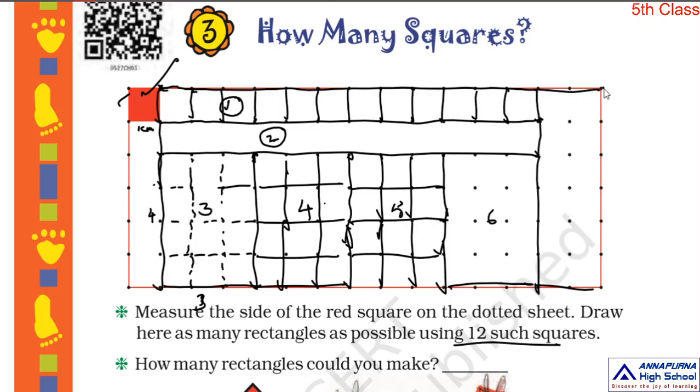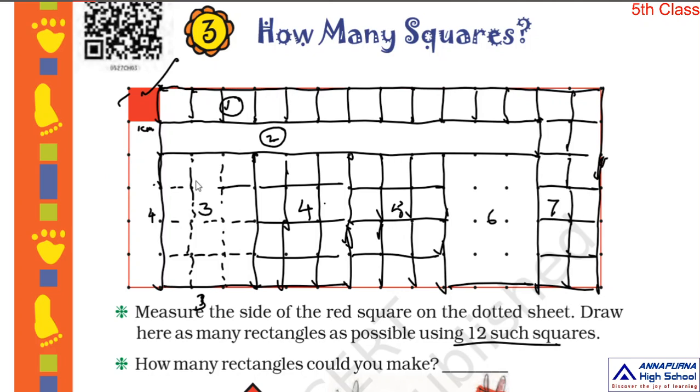Did you understand? All of you. Look at the diagram. By using 12 squares, you can count the number of squares: 1, 2, 3, 4, 5, 6, 7, 8, 9, 10, 11, 12. Now this is the seventh rectangle.